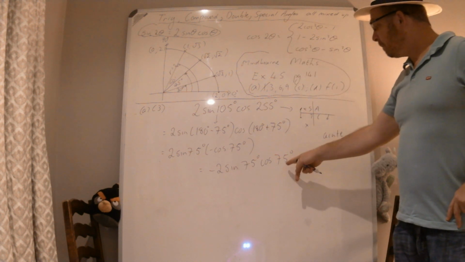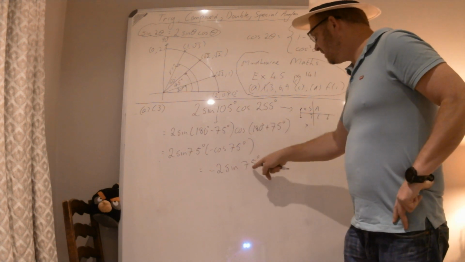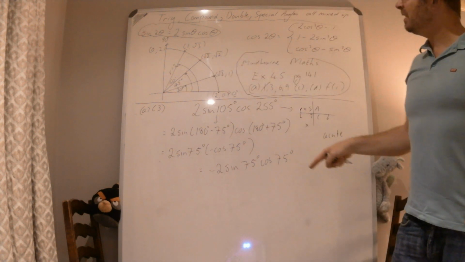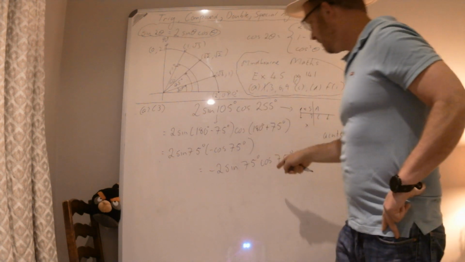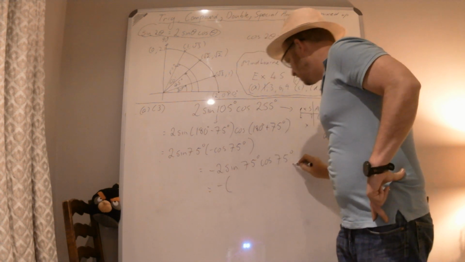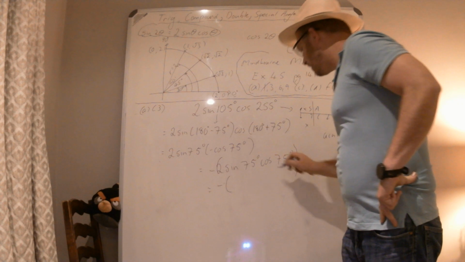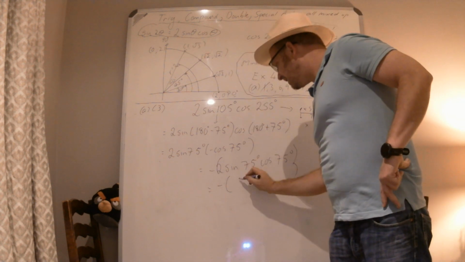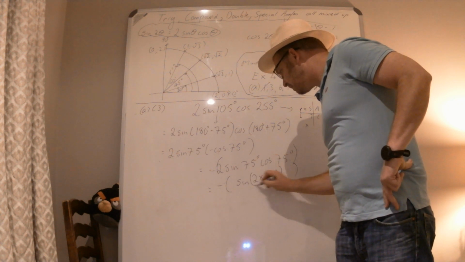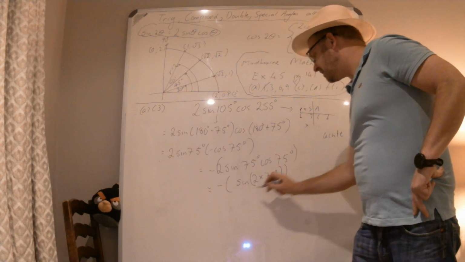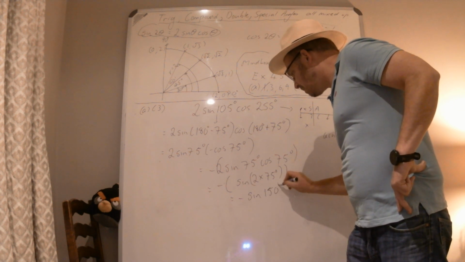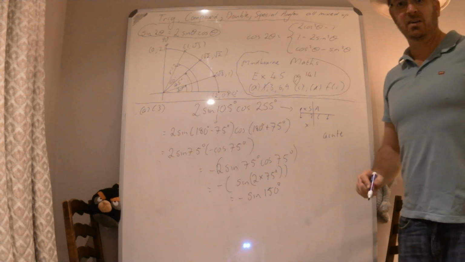So, what pattern am I looking for? 2 sine 75 cos 75. Well, we've got that pattern over there. 2 sine of an angle cos of an angle is sine of double whatever that angle is. So you're going to have negative, then the 2 sine 75 cos 75 is sine of 2 times 75. You can skip out steps once you're comfortable with things, which is negative sine 150 degrees.